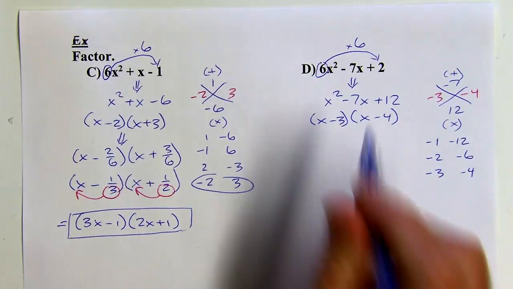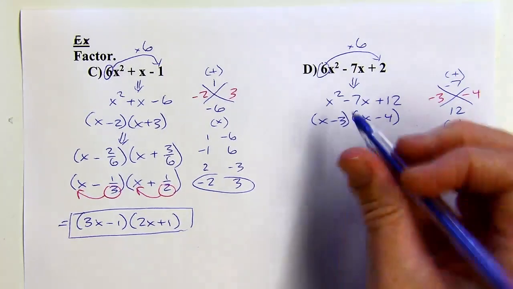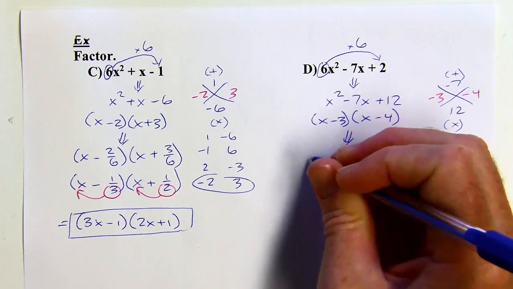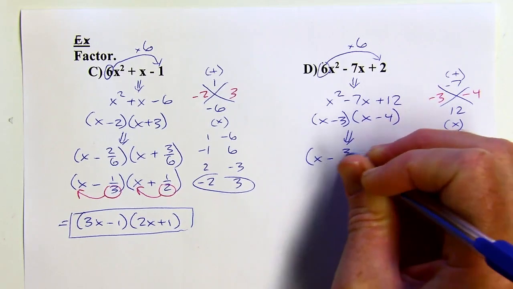Okay. And then I have to undo what I did at the beginning. I multiplied by 6 at the beginning, so now I'm going to divide the numbers by 6.